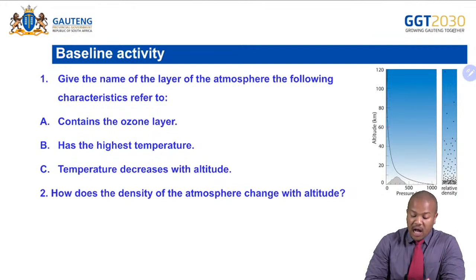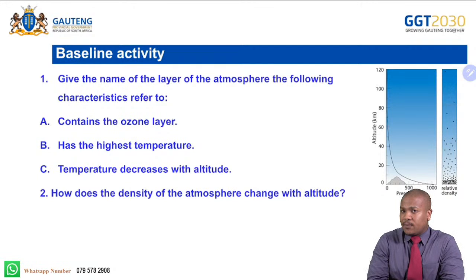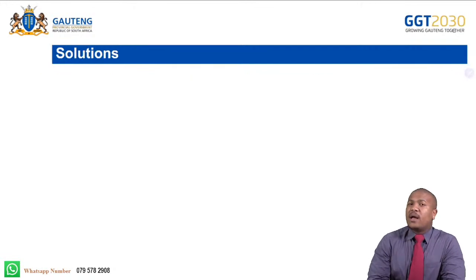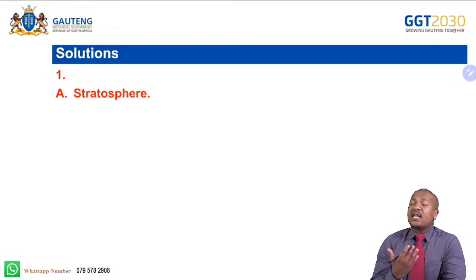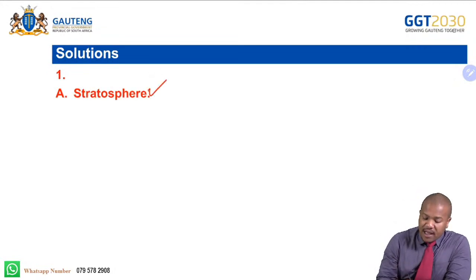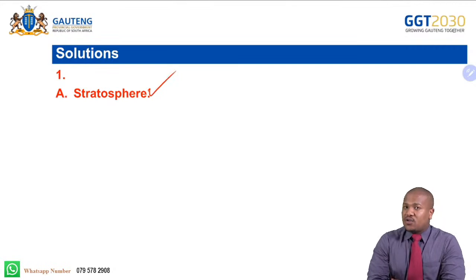Then number 2, how does the density of the atmosphere change with altitude? For number 2, you had to use the picture to help you answer, right? So let's look at the solutions. For number 1, right? Your A, it's what? The answer is stratosphere, right? That is the layer of the atmosphere called the stratosphere.